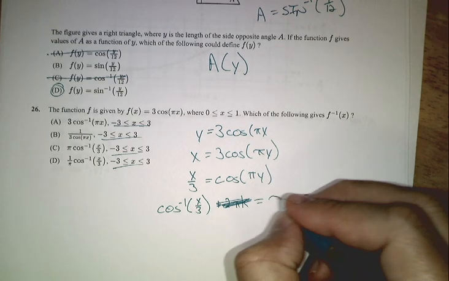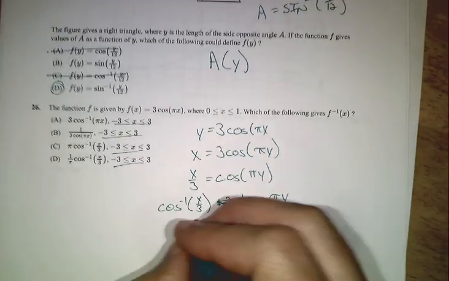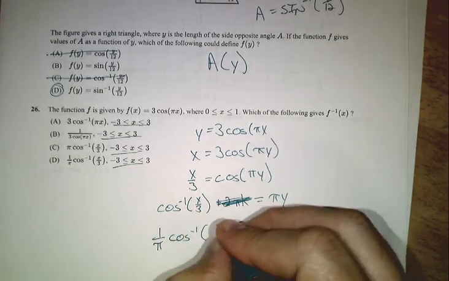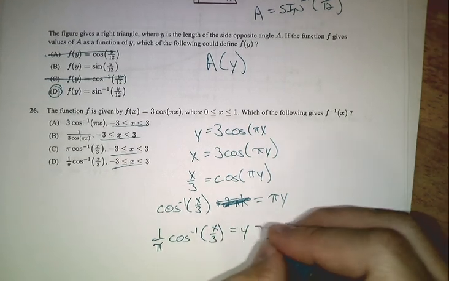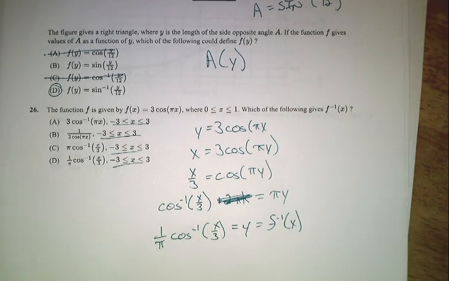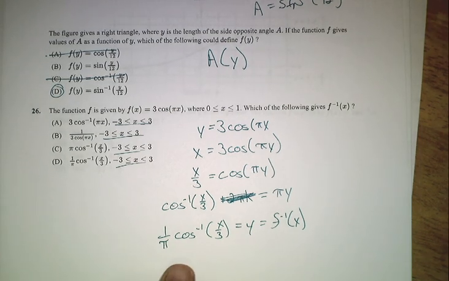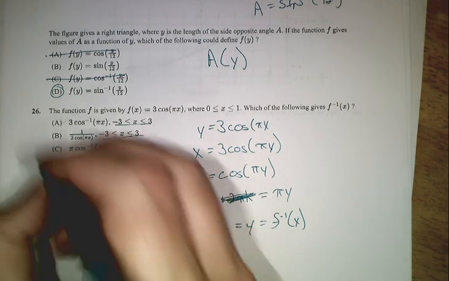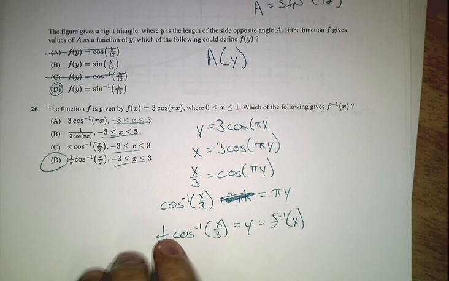So this is going to be equal to pi y. And then we divide both sides by pi, or multiply by the reciprocal, and we get 1 over pi inverse cosine of x over 3 is equal to y. So this would be equal to f inverse of x with the restricted domain after you divide by pi. So we end up getting 1 over pi, and this should be D. 1 over pi inverse cosine of x over 3.